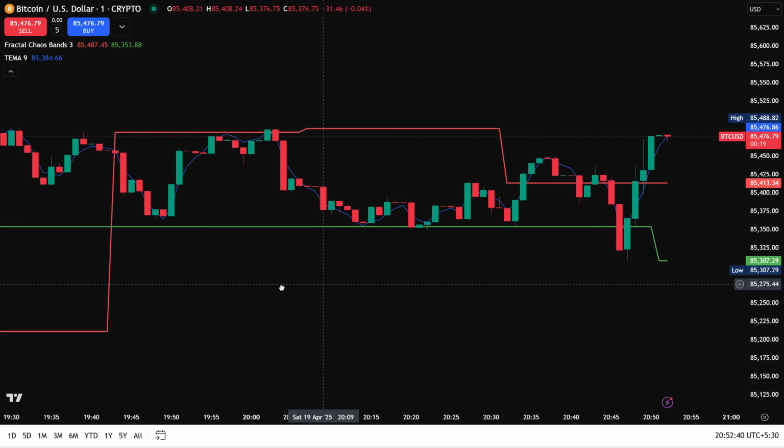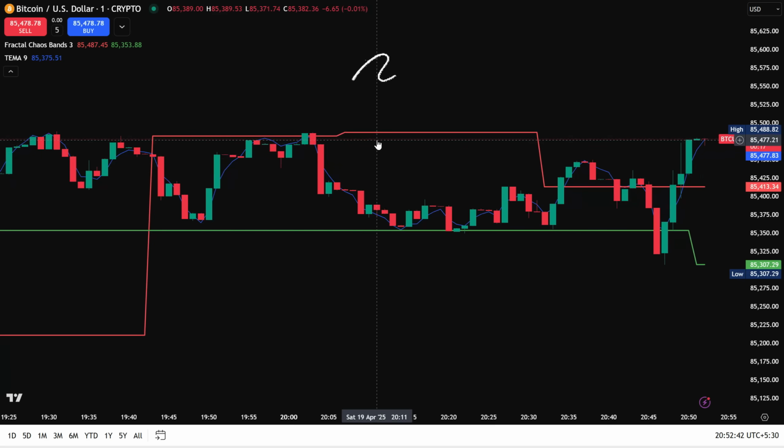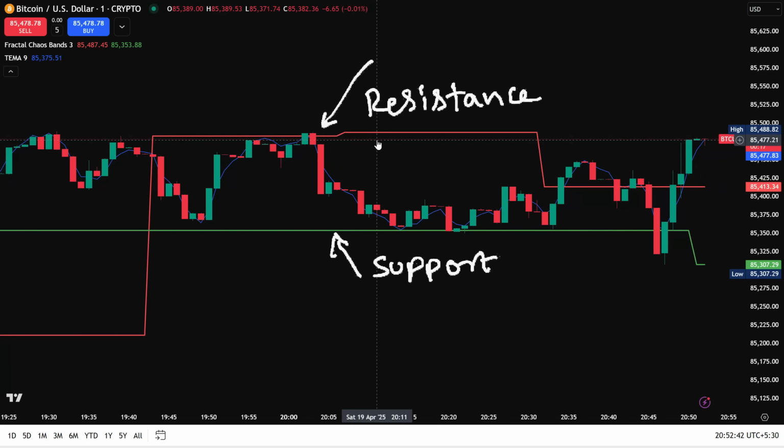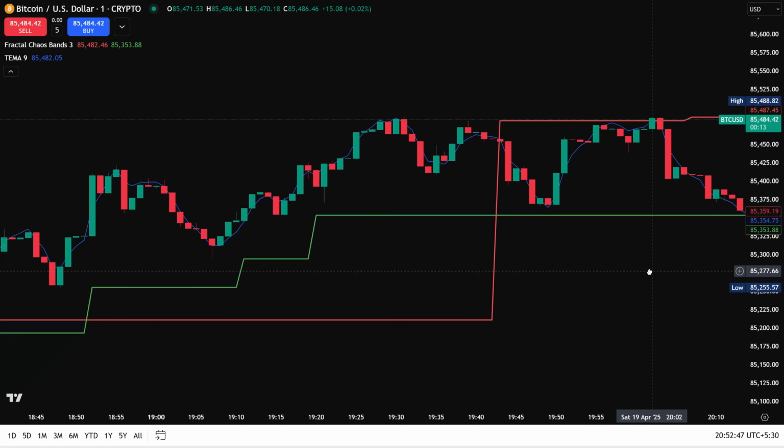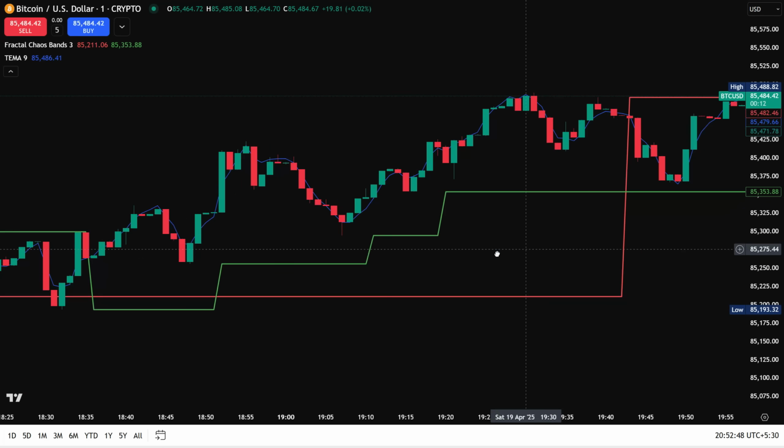Here's how it works. The red line on the top acts as a dynamic resistance. This is where price tends to struggle and may reverse or slow down. The green line on the bottom acts as a dynamic support. This is where price often finds buying interest and can bounce back up. Imagine these lines as the boundaries of a price channel. When the price gets close to them, it's a signal to start watching closely for potential trade setups, especially when we combine that with confirmations from other indicators or candlestick patterns.